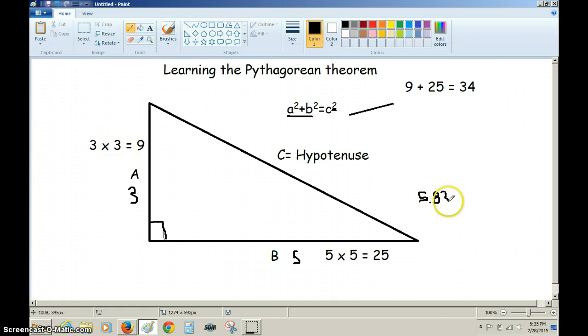5.83 would be the length of the hypotenuse. That makes sense. It's only 0.83 of a mile bigger than 5. That's how much bigger. Not that much. I already showed you. So that's how the Pythagorean theorem works.